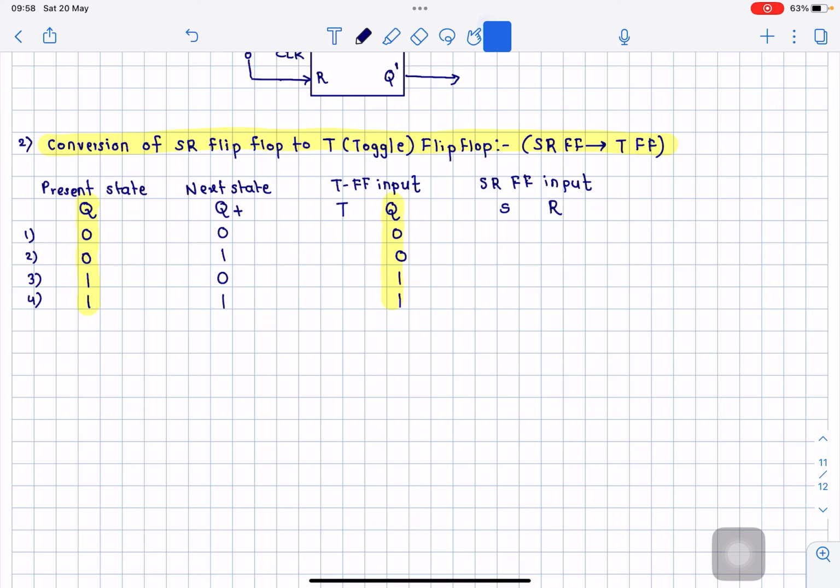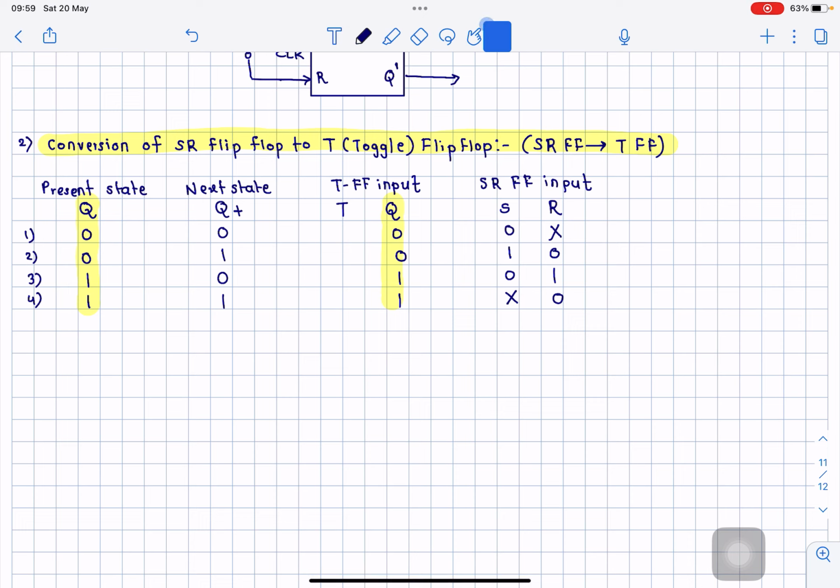And we know the SR flip-flop inputs: 0 0 means 0 and don't care. Then 0 1 means it is a set condition, 1 and 0. 1 0 means it's a reset case, that means 0 and 1. And 1 1 is a don't care condition, since it is an invalid input for the SR flip-flop: 0 and X, and 0.